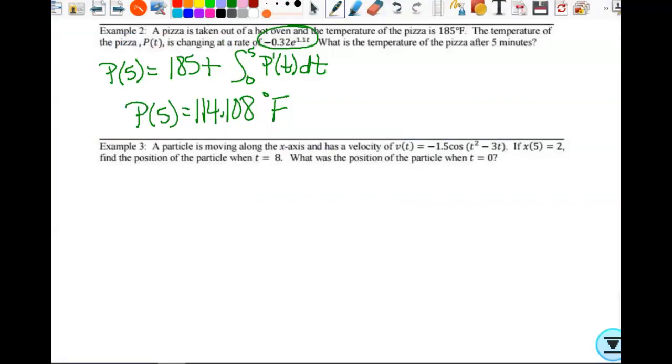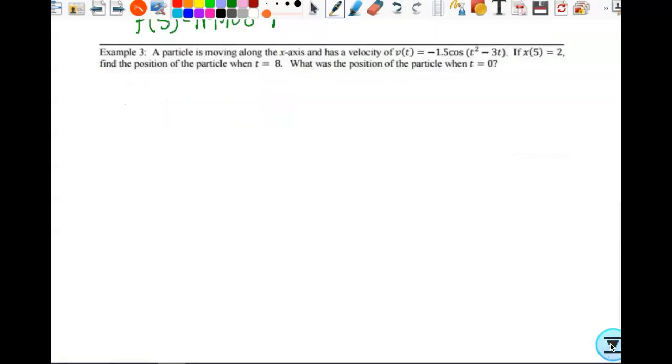All right. So a particle is moving along the x-axis with a velocity of this. If x of 5, okay, so look, we have to make sure we understand this too. This is velocity. When it says x of 5, what does that represent? Position. This is the position. How is velocity related to position? It's its derivative.